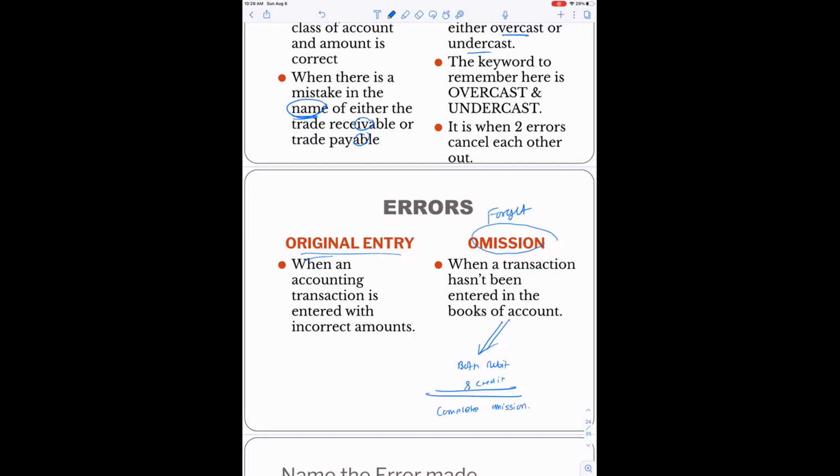However, if you forget to record only a part of the transaction, that means you record the debit, but you forget to record the credit. So this would be error of partial omission.